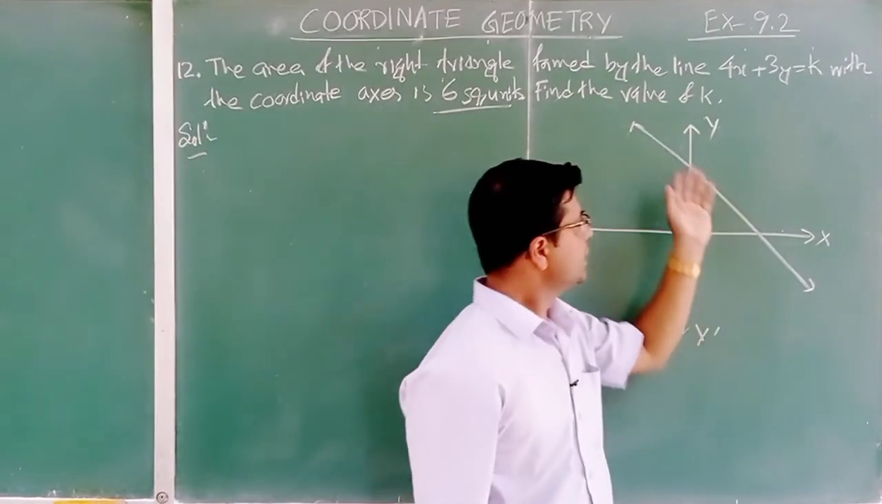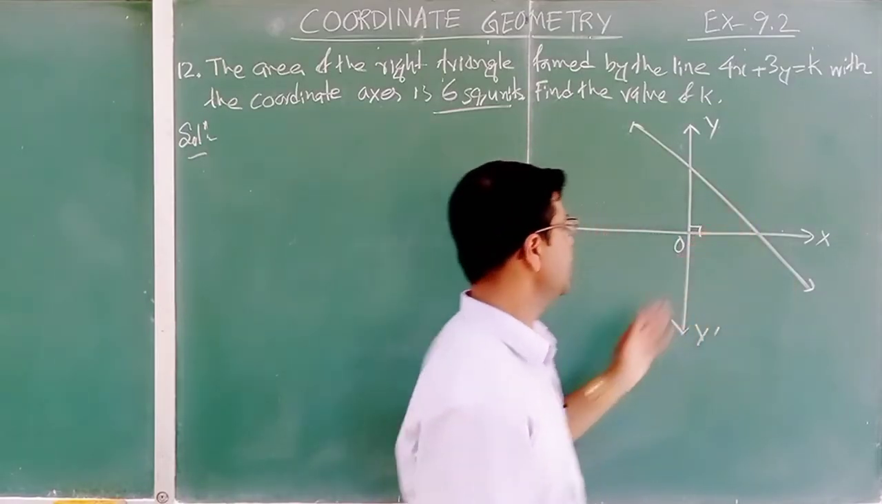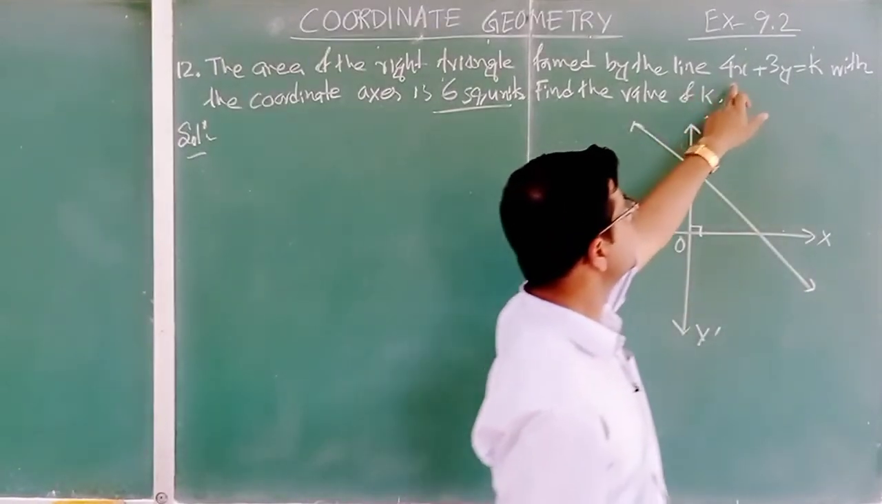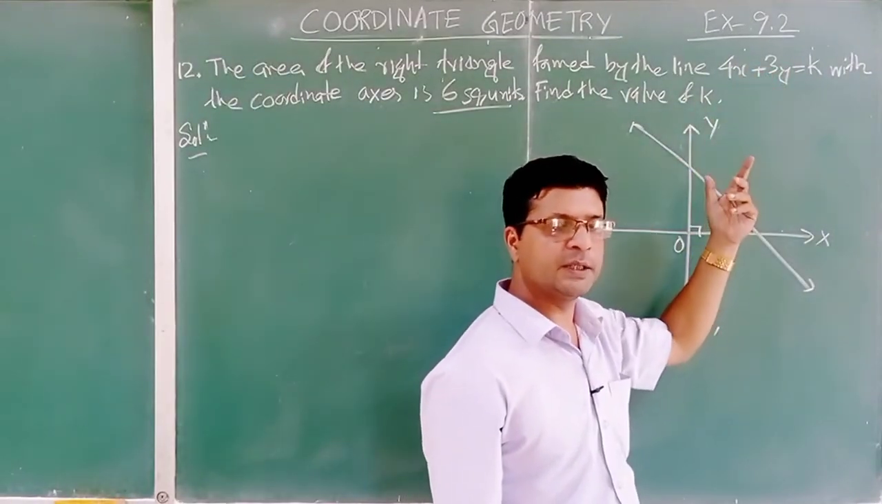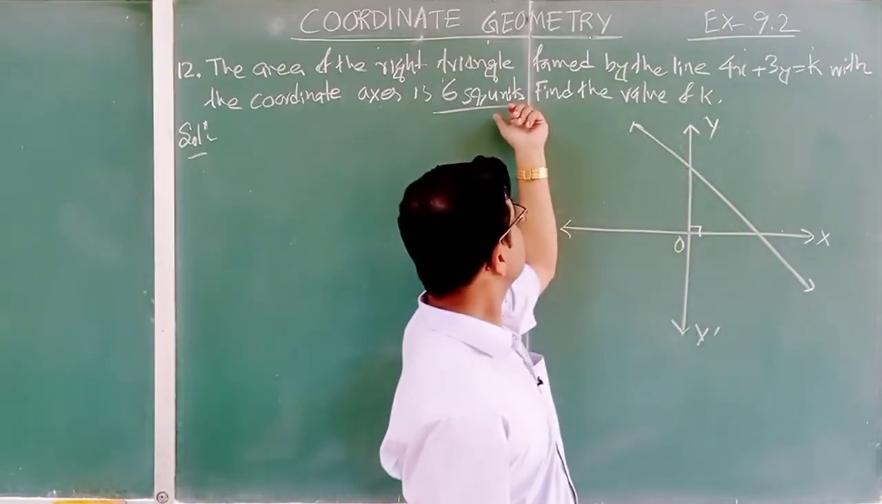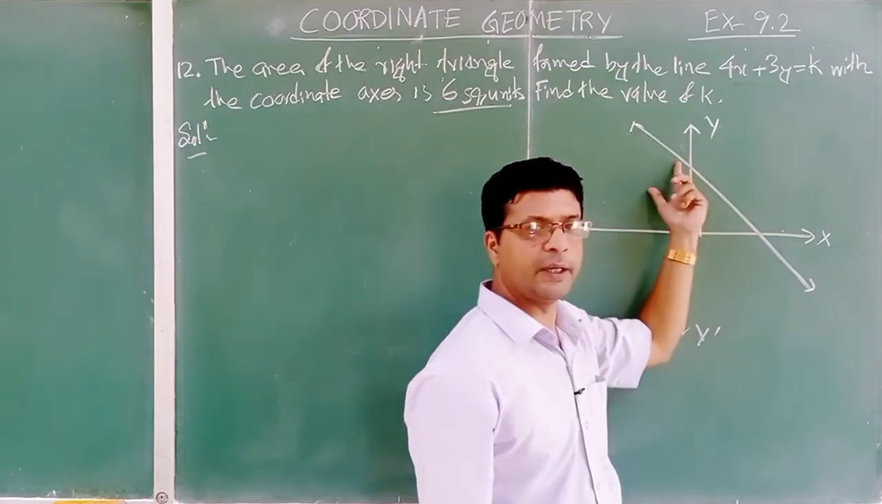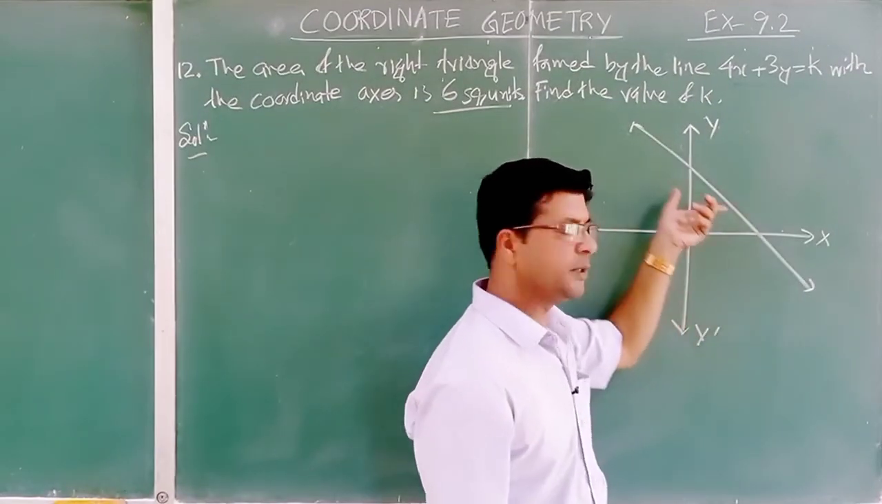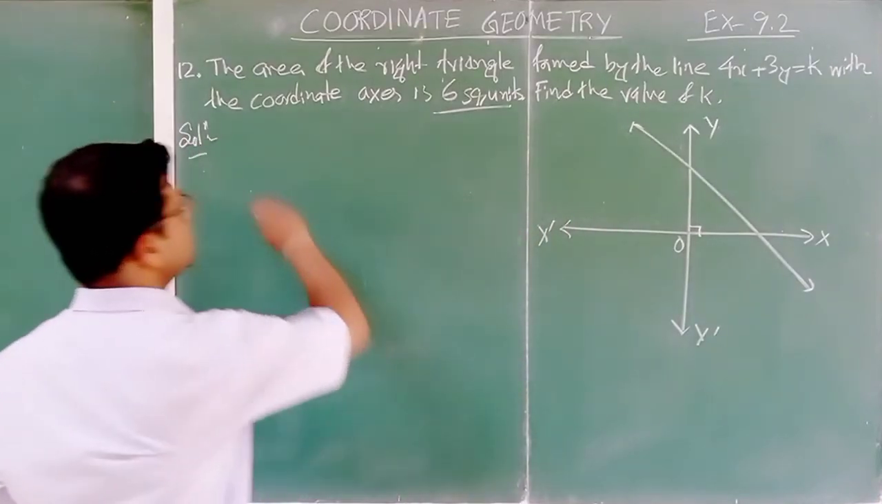So can you say in which form this equation is? This is in the intercept form, right? So we shall convert this equation into the intercept form. If we convert it into the intercept form, then what will happen? Here the area of the right angle triangle is given. We know that the area of a triangle is half into base into height. If we find the intercepts, that means we are easily finding the base and the height. Let us watch it.